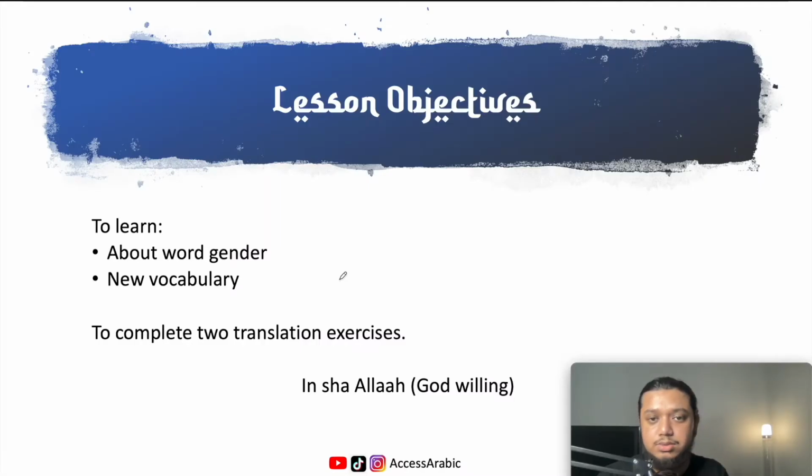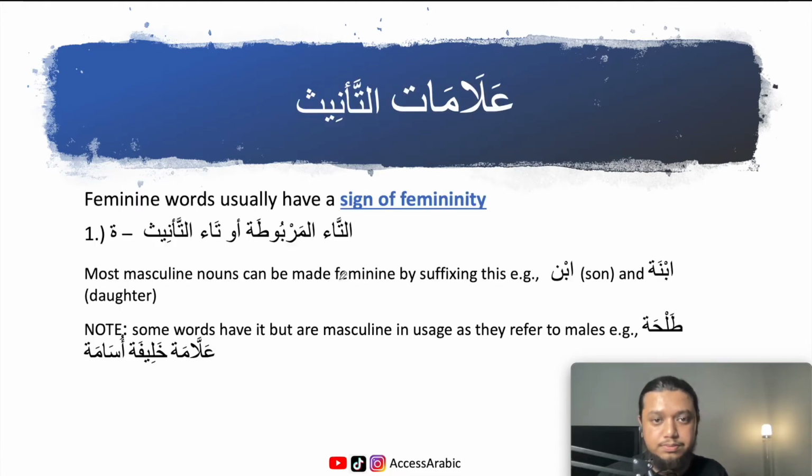So today's lesson objectives are to learn about word gender, to learn some new vocabulary, and as usual we will perform 2 translation exercises inshallah.